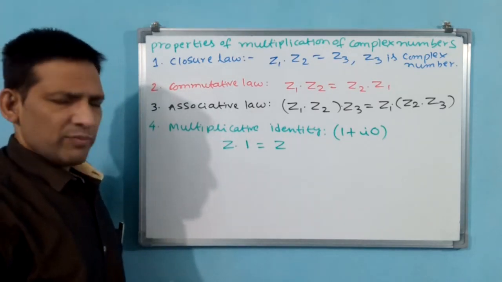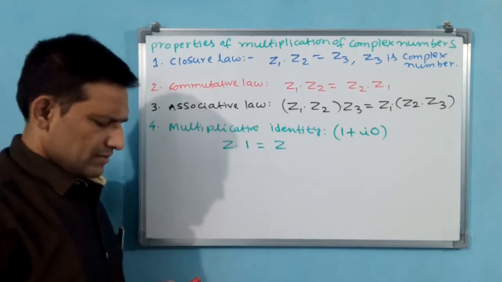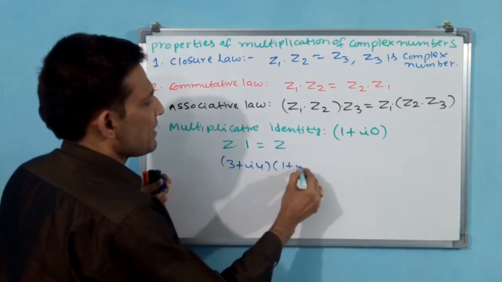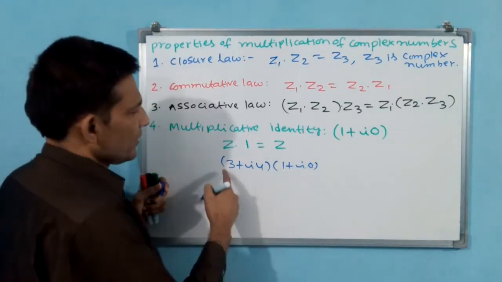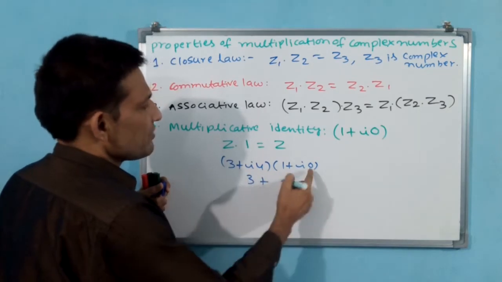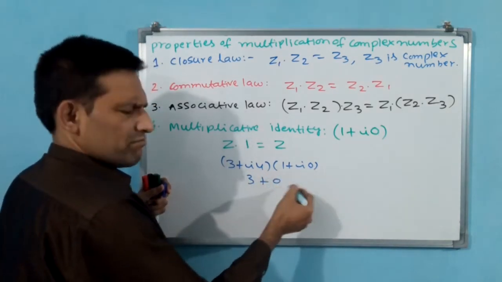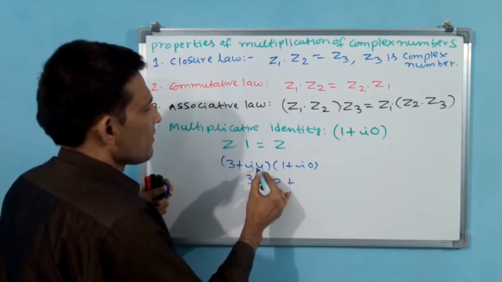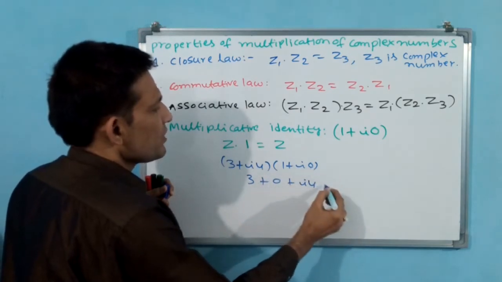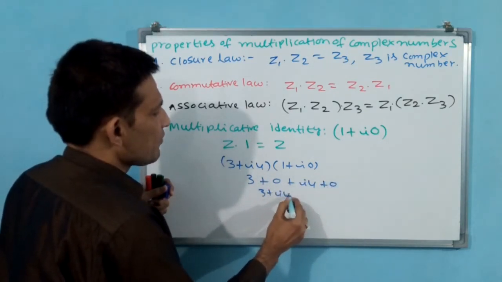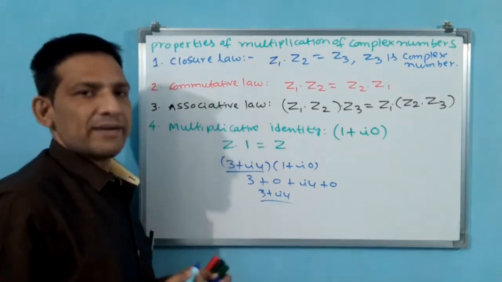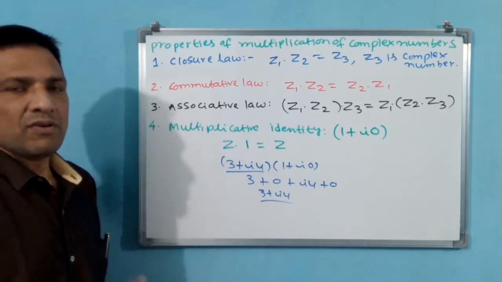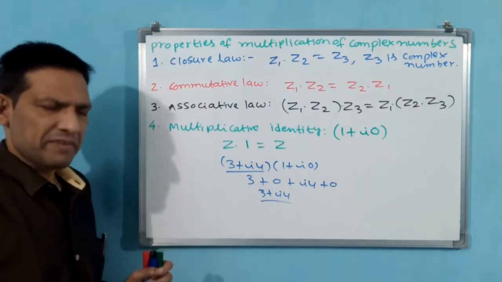Do you want any proof? Not required. Okay, you see (3 plus i4) into (1 plus i0). 3 into 1 is 3, plus 3 into i0, and i into 0 means 0 only will come. Now plus 4i into 1 is i4, and 4i into i0 is 0. Finally 3 plus i4 only will come. This is z. That means the multiplicative identity is 1 plus i0.